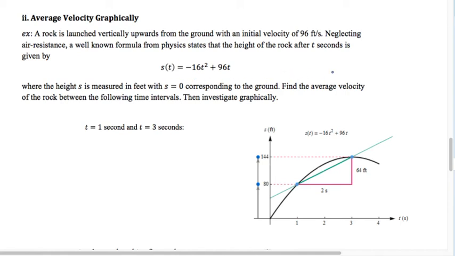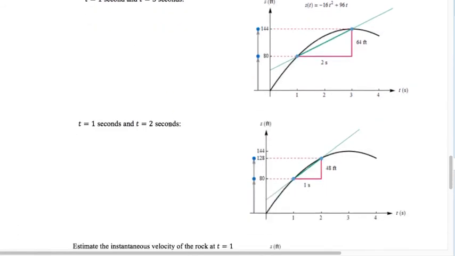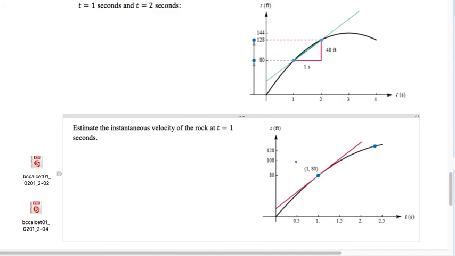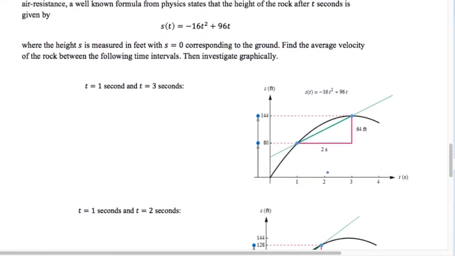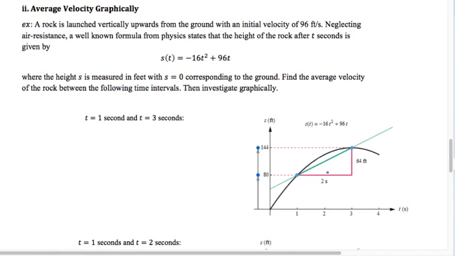We want to find the average velocity of the rock between these following time intervals, and then we're going to look at it graphically, and we're going to estimate the instantaneous velocity of the rock just 1 second after it has been launched upward. Okay, so first we're going to plug in some simple numbers. We're going to find the average velocity over the interval from 1 second after it's launched to 3 seconds after it's launched. Okay, which is still change in distance or change in position over change in time.